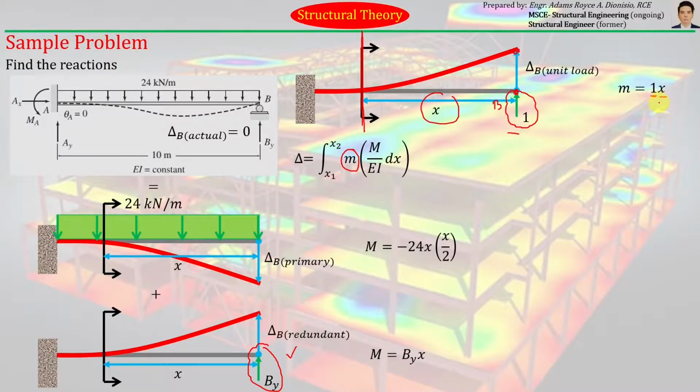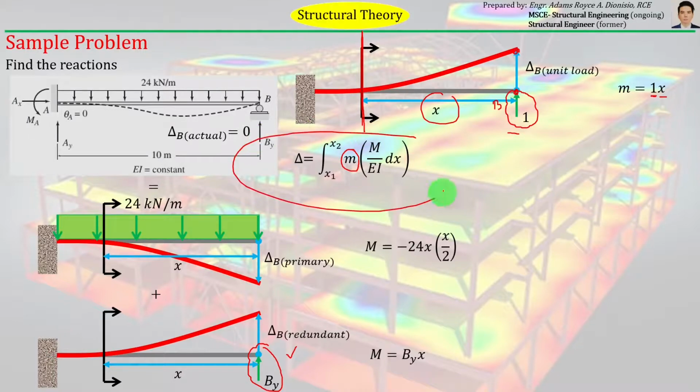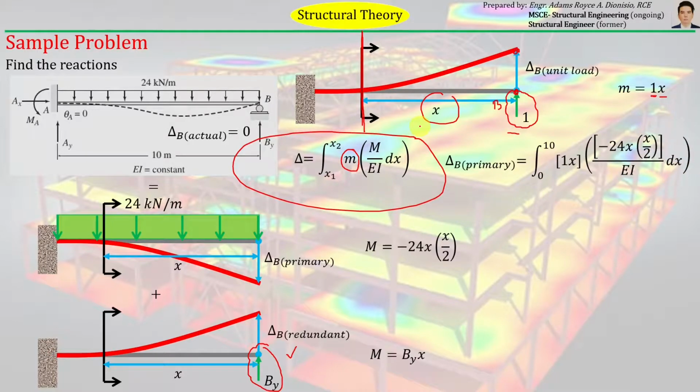So that is simply the moment equation from the unit load structure. After getting the capital and small m, it's now time to substitute them into this equation to solve for the deflection at B. So let's try to solve first for the deflection at B primary.